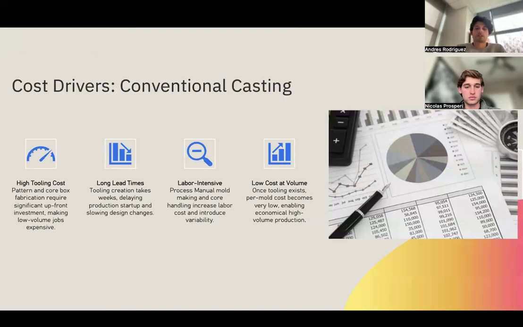Conventional casting has four major cost drivers. Number one would be the high tooling costs. Patterns and core boxes require significant upfront investment, making low volume production expensive. Number two is the long lead times. Tooling creation can take weeks, which would delay production start and slow down any design change. Number three is the labor-intensive processes. Mold making and core handling are manual and introduce variability. And lastly, low cost at volume. Once tooling exists, each mold becomes very cheap, making it economical for large volume production.